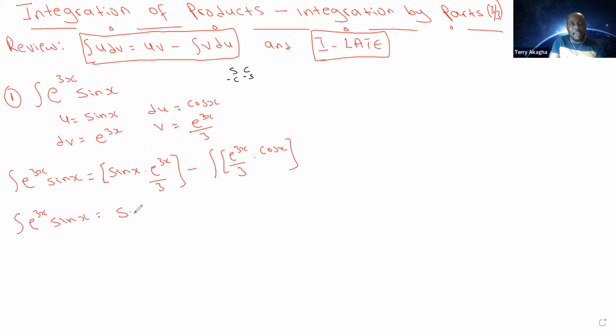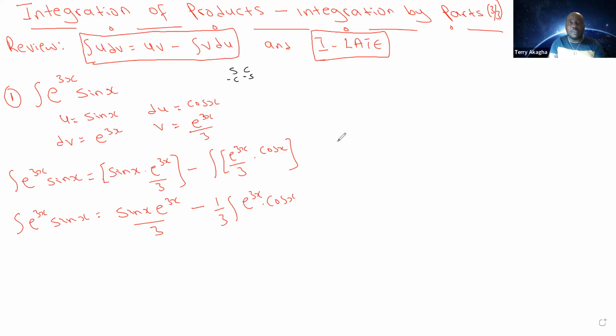This is going to give you the integral of e^(3x) sin x will be equal to sin x e^(3x) divided by 3 minus, we'll bring the constant out, which is 1/3, 1/3 integrating e^(3x) cos x. All right. Now, we still have the same thing. We're integrating by part now the second time.